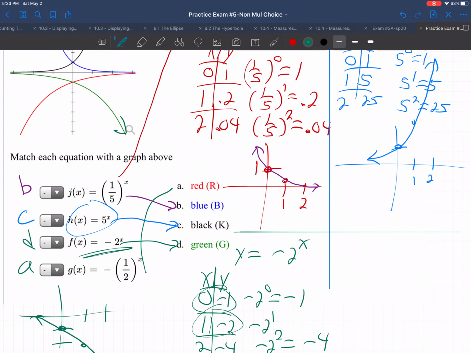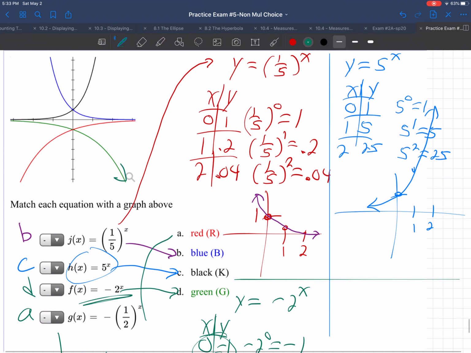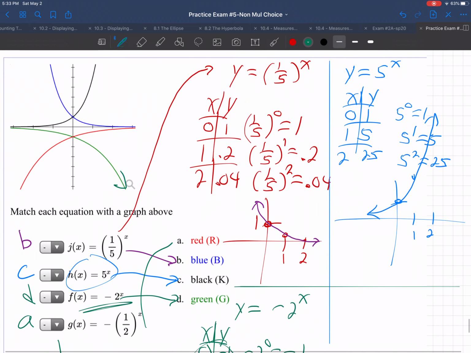And so I didn't do the last one, but you could just do the same thing. Make a table for all these graphs, and you can find which one's which one.